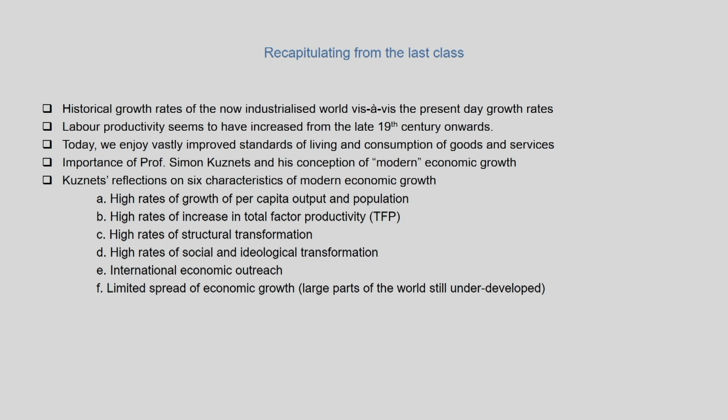Lastly, he also cautioned about the limited spread of economic growth, in which he was basically trying to say that, while large parts of the developed world have already seen unprecedented development, unprecedented economic growth, which he was referring to as the modern economic growth, there were still more than 50% of the world population which is still very underdeveloped, and sufficient technology transfer has not taken place, because of which there has been a limited spread of economic growth, and there is a requirement for working on economic policies and programs which can bring all of these underdeveloped countries into the ambit of modern economic growth.